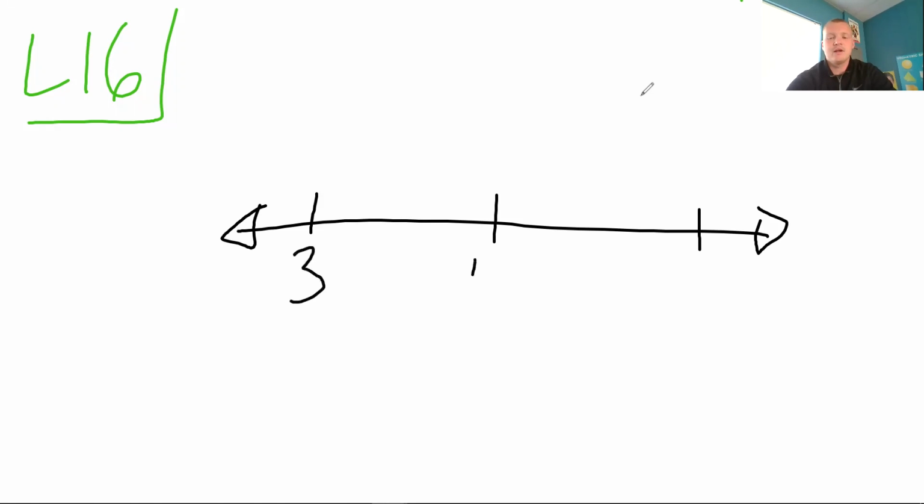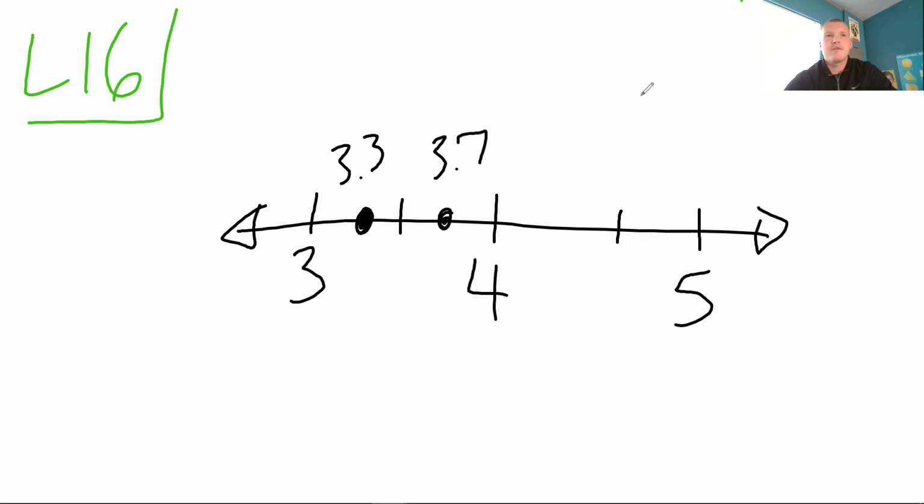So I have a 3, a 4, and a 5. I'm going to put half marks in between. So this right here would be 3.5, and then 4.5 in between the 4 and the 5. If I had a mark right here, let's say this is 3.3, Brady, am I going to round that up to 4, or round that down to 3? Yep, I would round it down to 3. Grace, if I have 3.7, am I going to round that up or round it down? Up, yep. Talon, if I have 3.5, is that going to be rounded up to 4 or down to 3?